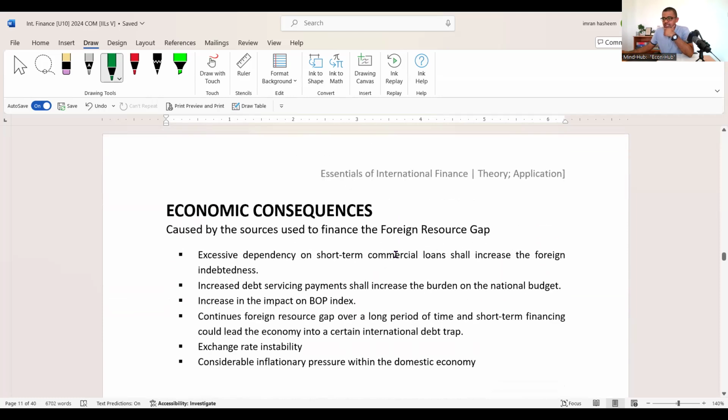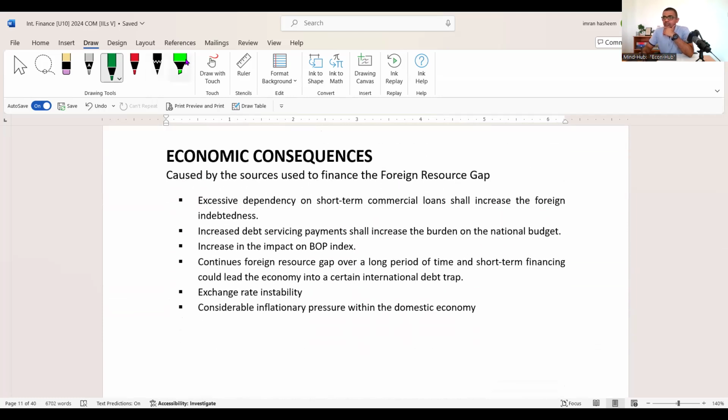What are the consequences? Now, this is relevant because Sri Lanka does have a considerable foreign resource gap. Especially, we are looking at the consequences of the sources we use to finance the foreign resource gap. Based on the sources, what are the consequences? Excessive dependency on short-term commercial loans shall increase the foreign indebtedness. We have talked about this just now, indebtedness.